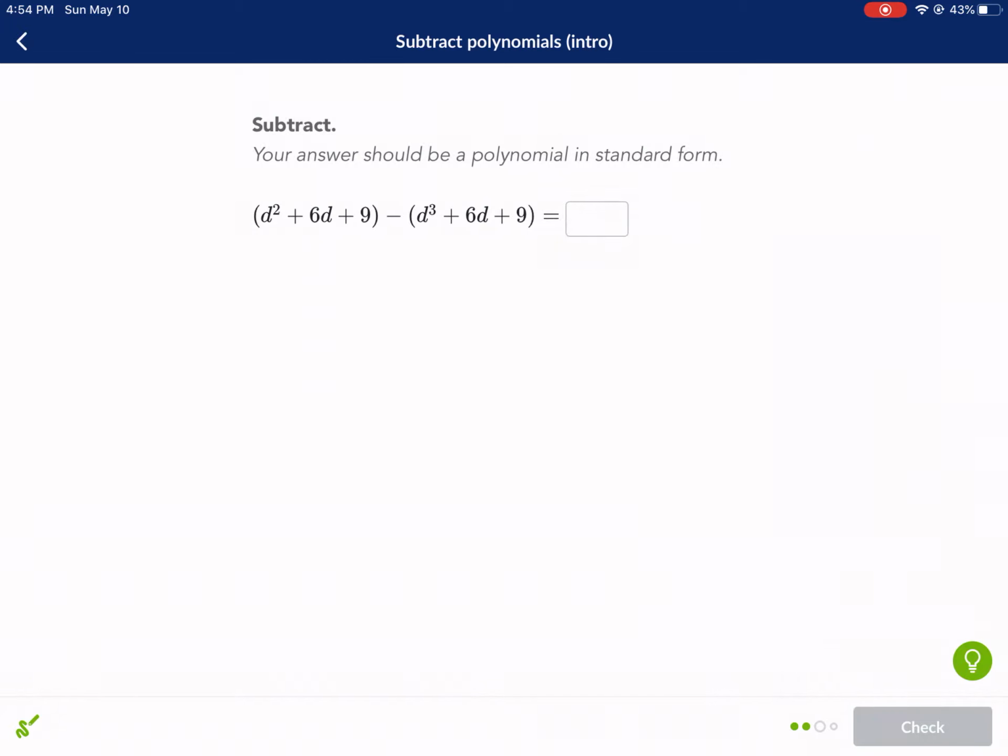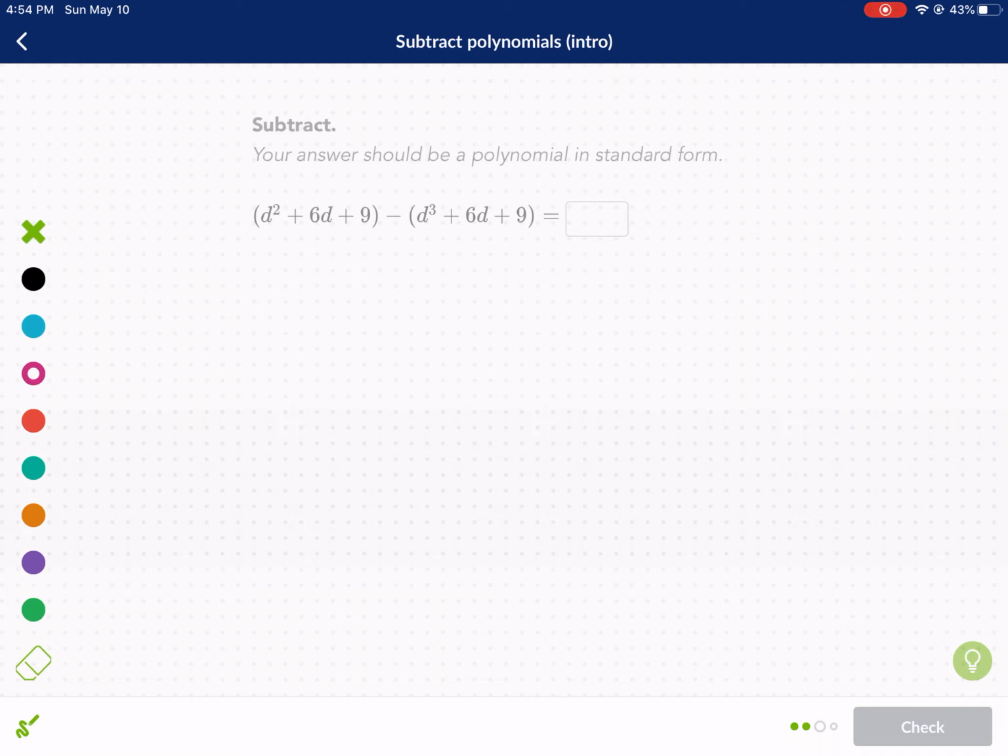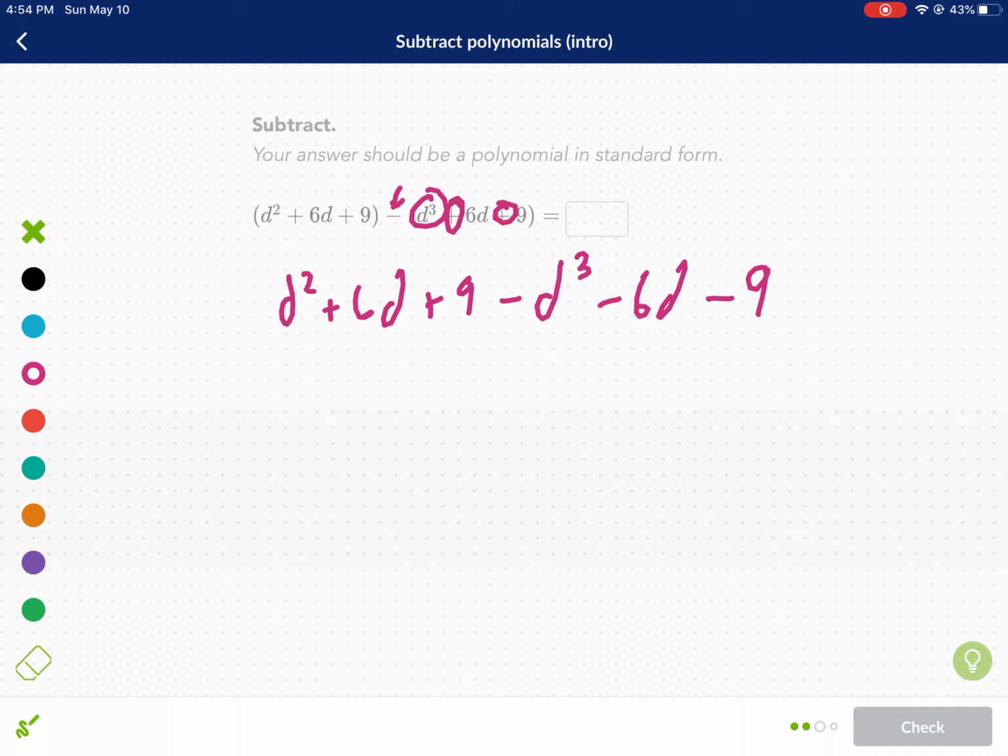All right, we'll do one more. Again, what we're going to do is distribute here. So I'm going to go ahead and jump straight to writing this out. 6d plus 9 minus d cubed minus 6d minus 9. Again, if there's a negative out in front, you're just looking at the sign in front of each one and changing it to the opposite sign. So they all become from positive to negative.